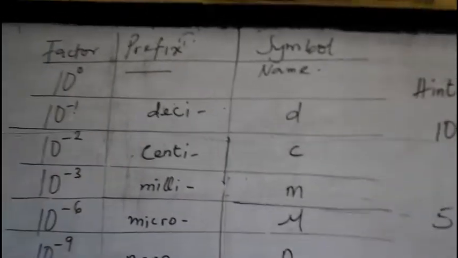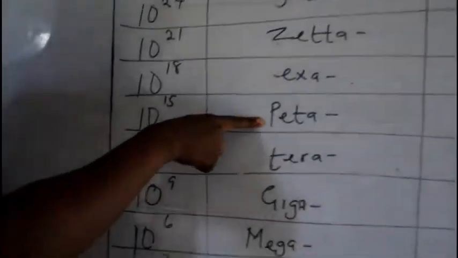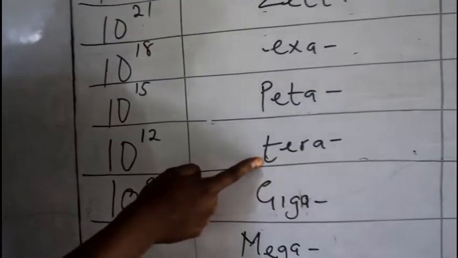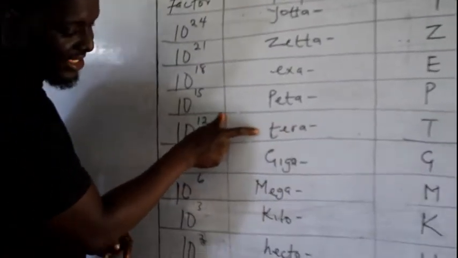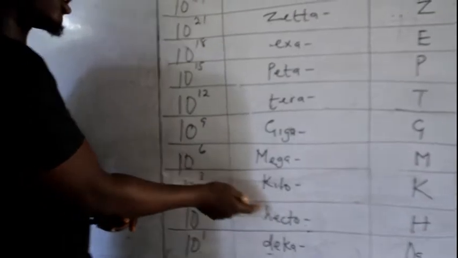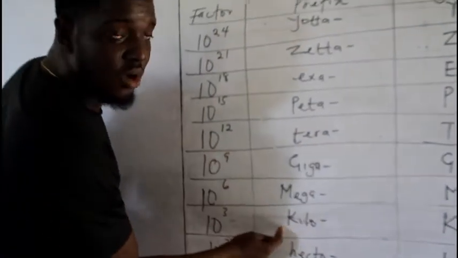Let me give you another example. Peta is greater than tera. Peta is greater than tera. You can say that tera is greater than kilo. Because the one that comes first is actually greater than the one after. So you please note that.